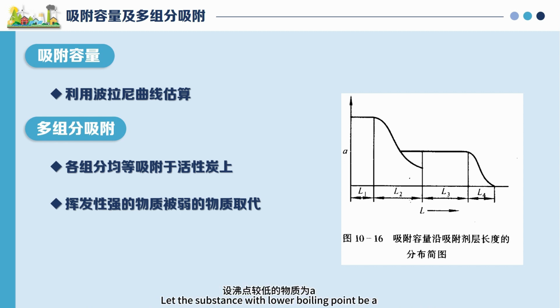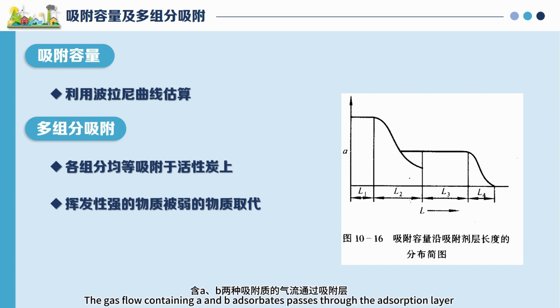Let the substance with the lower boiling point be A and the other be B, and let rho A and rho B respectively indicate the content of adsorbate A and adsorbate B in the air. The gas flow containing A and B adsorbates passes through the adsorption layer. Figures 10 to 26 show the distribution of adsorbates along the length of the adsorbent layer when they pass through the adsorption layer.